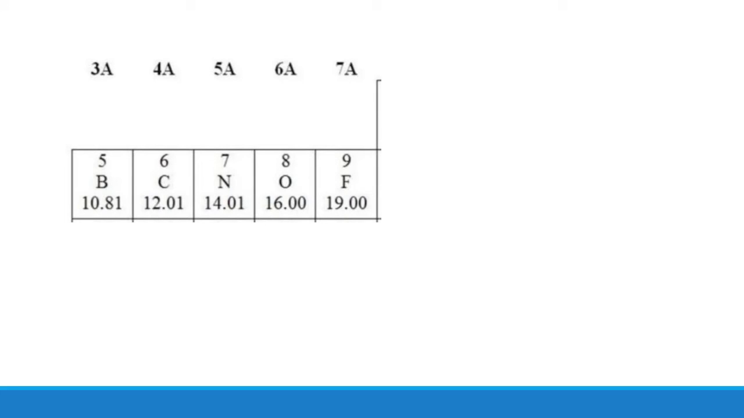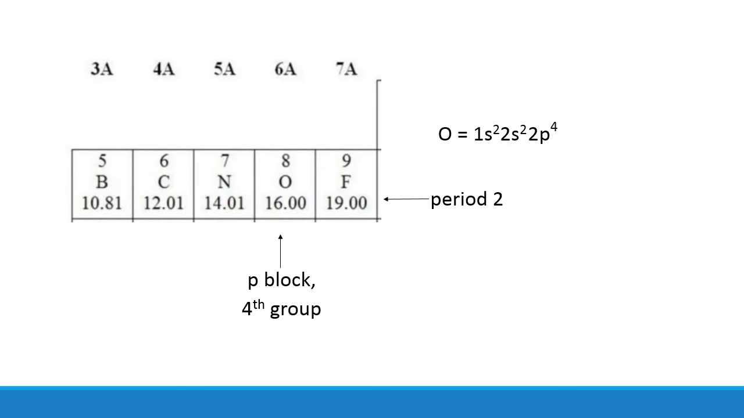Finally, an element's location in the periodic table gives you a clue about how the electron configuration should end. Take oxygen, for example. Its electron configuration is 1s2, 2s2, 2p4. It's in the second period, and it ends with the second shell. It's in the P block, and it ends with a P subshell. Not only that, it's in the fourth group of the P block, and it ends with p4.